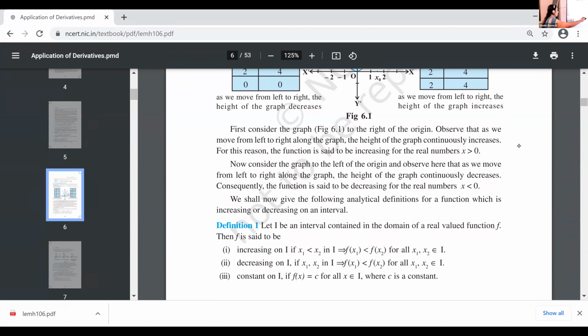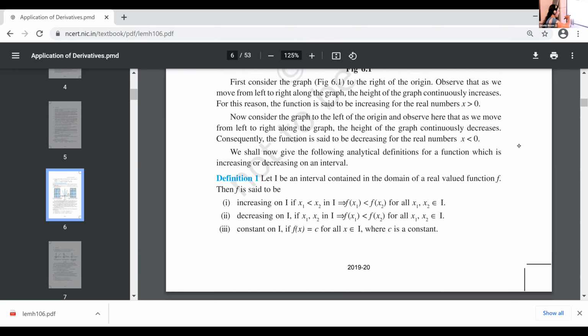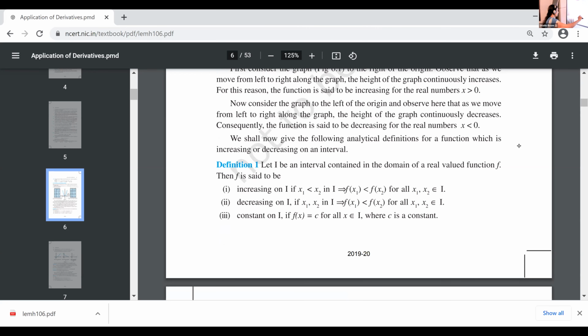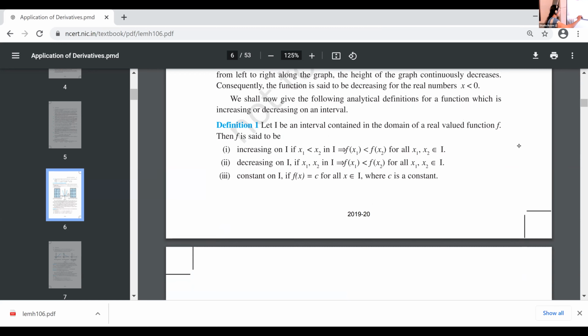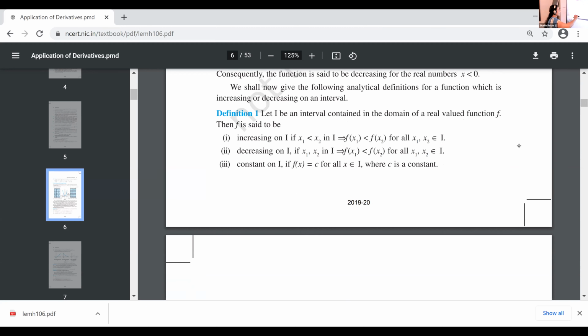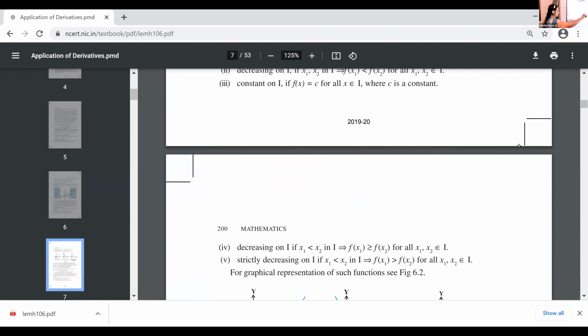That is, for smaller values of x, we should get smaller values of f of x. If as x is increasing, f of x is also increasing, it is increasing. As x is increasing but f of x is decreasing, it is called a decreasing function. x is changing but f of x remains the same, it is called a constant function.